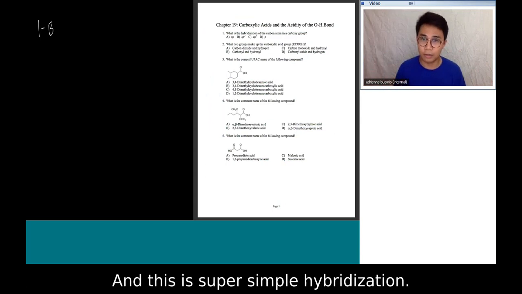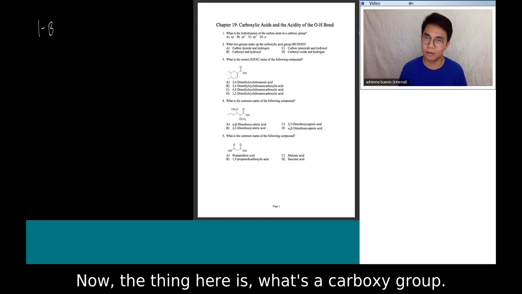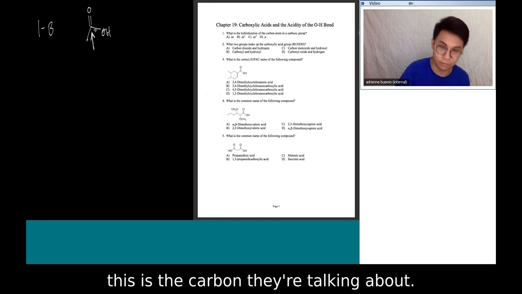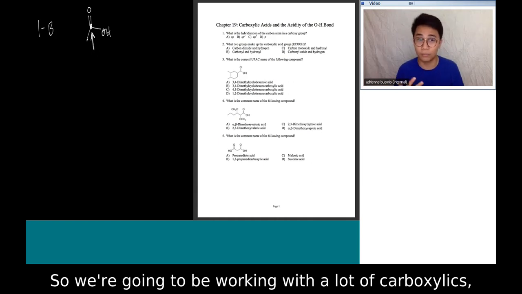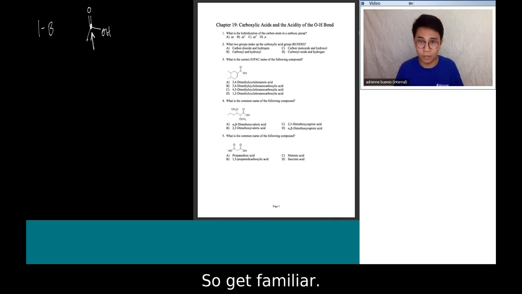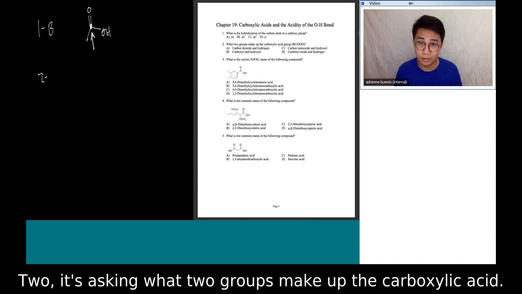So B, right? And this is super simple hybridization. We've been doing this since OChem 1, of the carboxy group. Now the thing here is, what's the carboxy group? We know it's just this right here, and this is the carbon they're talking about. We're going to be working with a lot of carboxylics, carbonyls, things like that from now on, so get familiar.